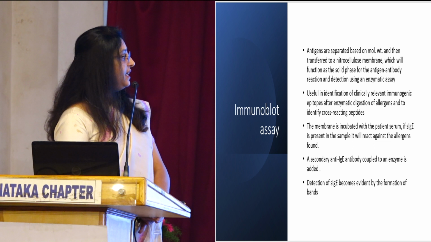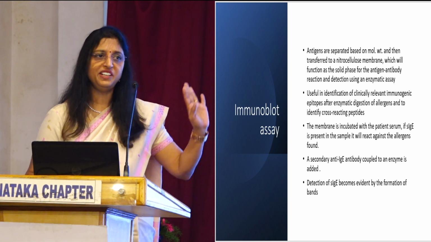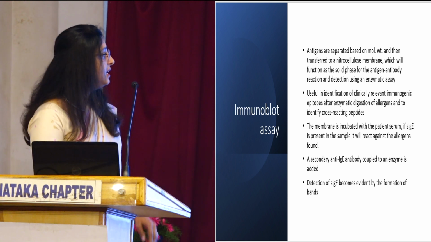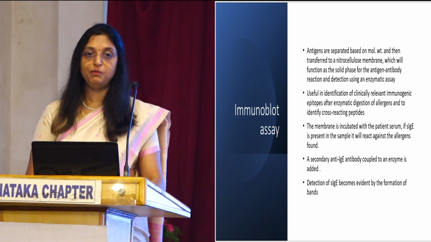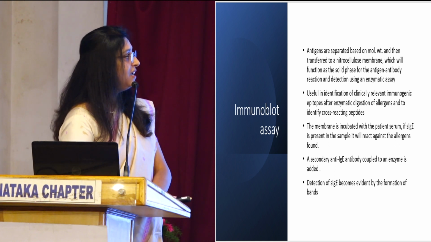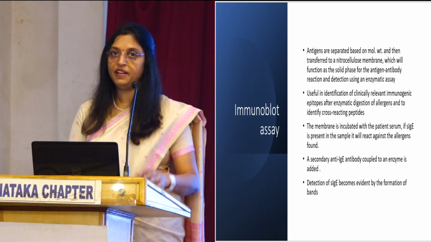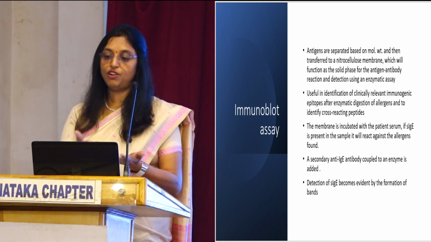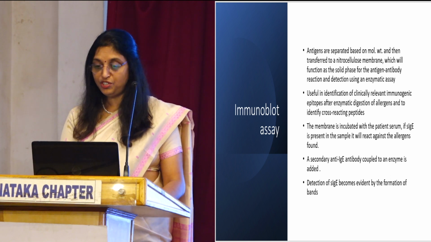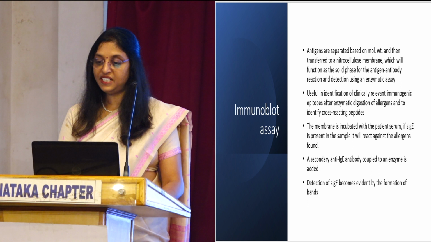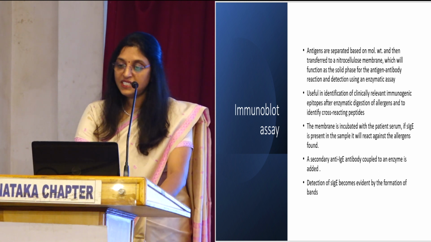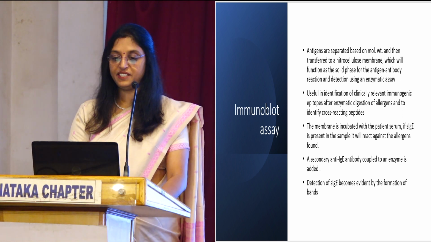So that was one technique, and the other assay which became very common and very easy, but then that required a good equipment, and which is cost expensive. And later on, the immunoblot assays also came into the picture, which is being followed in many of the labs across Bangalore, in many cities, where the antigens are separated based on the molecular weight and then transferred onto a nitrocellulose membrane. And it is useful in identification of relevant immunogenic epitopes after enzymatic digestion of the allergens and to identify the cross-reacting peptides. The membranes are coated with various antigens, and then a secondary antibody is added.